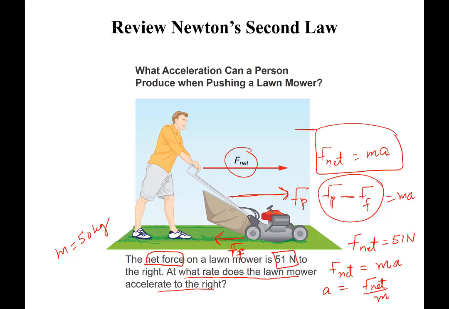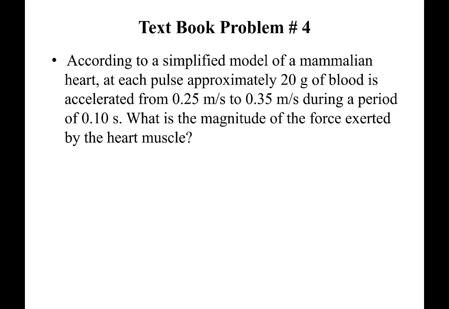So you got to plug in 51, or probably I should take 51 kgs to make things easier for myself. 51 newtons is the net force. 51 kgs is the mass. Therefore, acceleration will be 1 meter per second square. So this is how you work on these simple Newton's second law of motion problems.